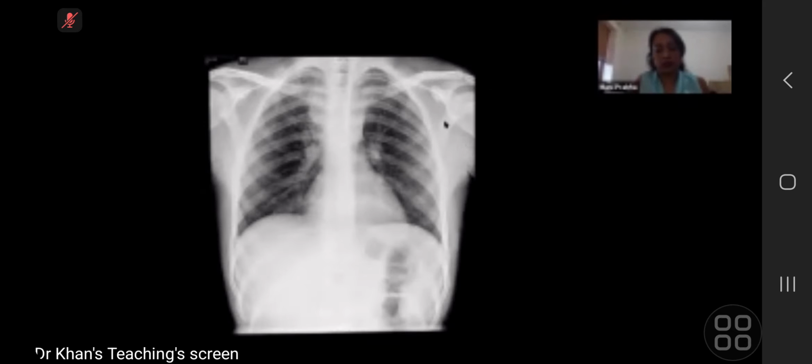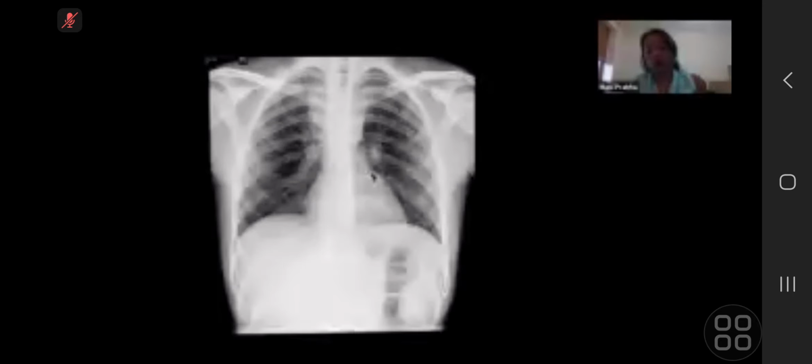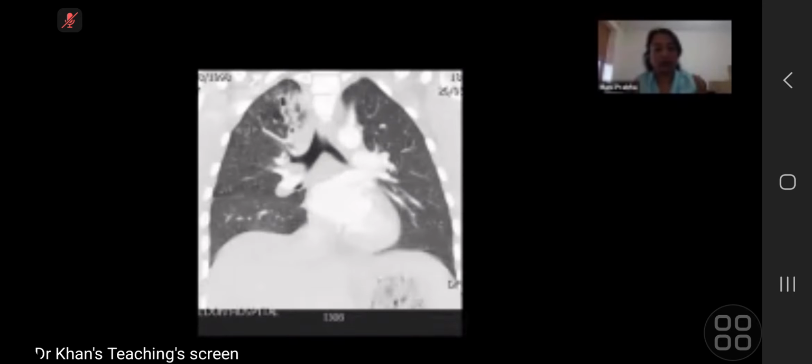Also, the child is not a very young child. So we would like to do a CT scan, especially with these kinds of findings, to know what exactly is going on. And as I showed you earlier, we see a cavitatory lesion with some amount of consolidation, fibrosis, and there is hilar and mediastinal lymph node enlargement. And this is most likely TB and needs to be correlated with the lab tests.